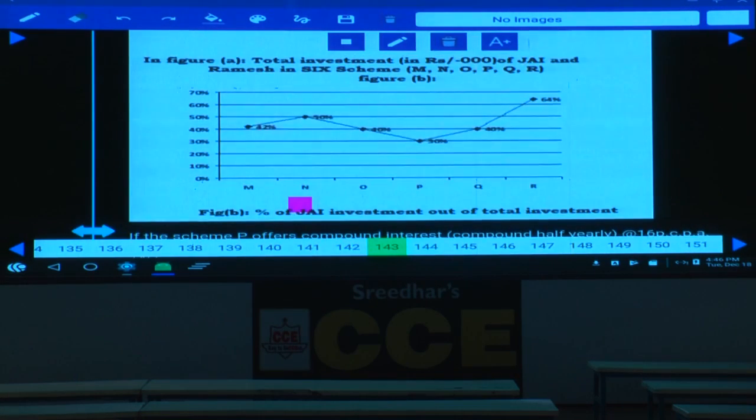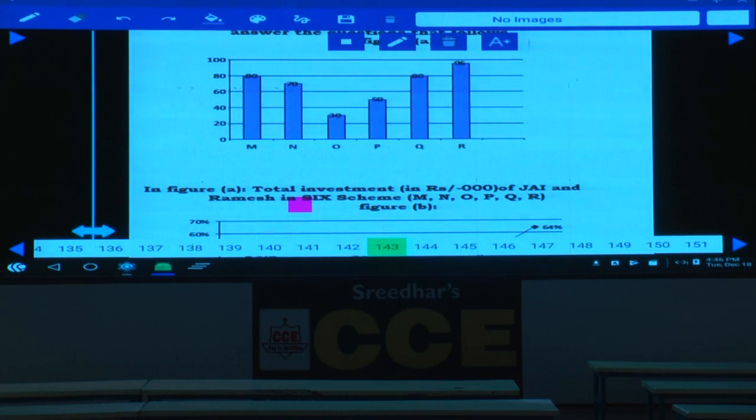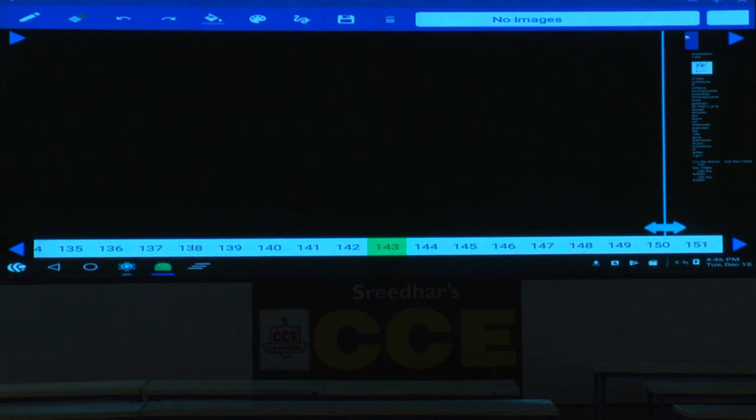Scheme P, what is total investment in scheme P? 50,000. Okay. Now, what is rate of interest? 16% per annum compound interest compounded half yearly. See, if it is yearly basis, 16%, half yearly 8%. So, you know how to calculate compound interest for 2 years if it is compounded annually? x% plus x% plus x square by 100%, right? So, the same is applicable for compound interest compounding half yearly also.